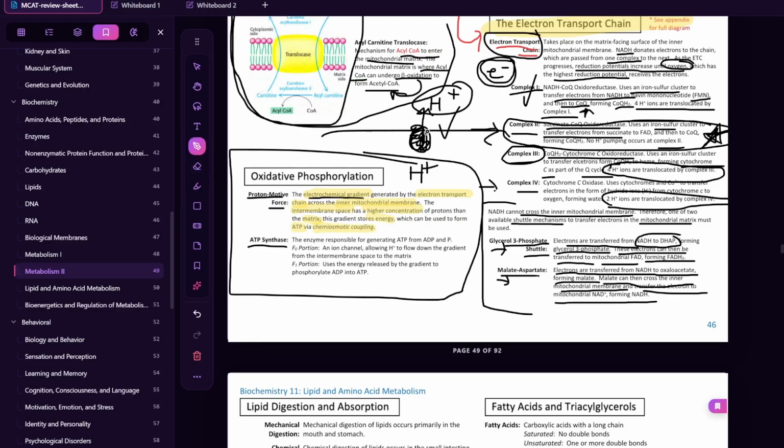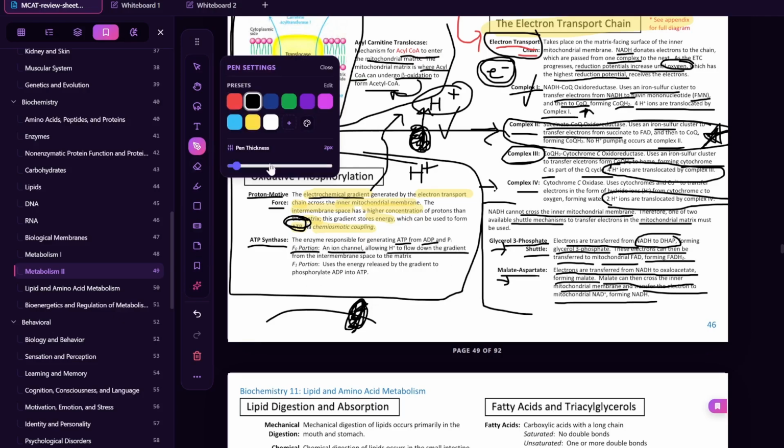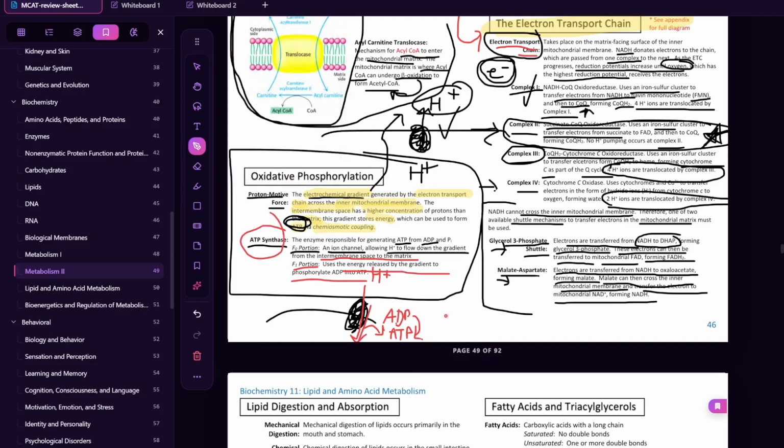So using the protons that were pumped out and using that electrochemical gradient formed from all that pumping, we can then make ATP basically. The ATP synthase that you saw, the last big protein-looking thing on the membrane, is responsible for generating ATP from ADP, right? The F0 portion has an ion channel allowing H+ to flow down the gradient. Remember that big red arrow that pointed downward, generating ATP. The H+ is what's going down the gradient from the intermembrane space to the matrix, and the F1 portion uses the energy released by the gradient to phosphorylate ADP, making a lot of ADP into ATP. So that's what ATP synthase is doing. It's like in the name, it's synthesizing ATP.